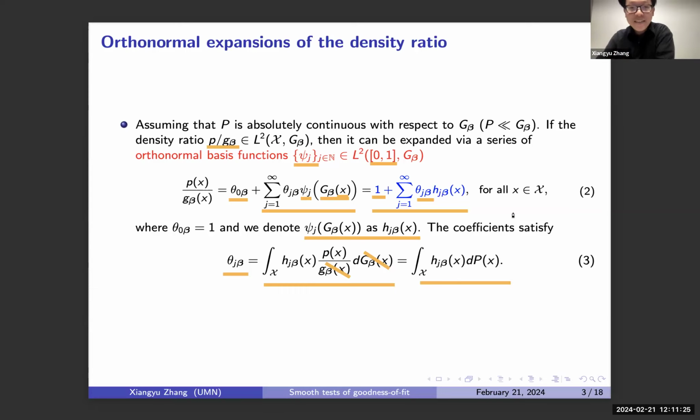Let's go to the next slide and see if it can answer your questions. Okay, sure. By the way, another thing about these orthonormal basis functions is that they may be some shifted Legendre polynomials that we focus on, or some cosine basis. Okay, let's see the next page.